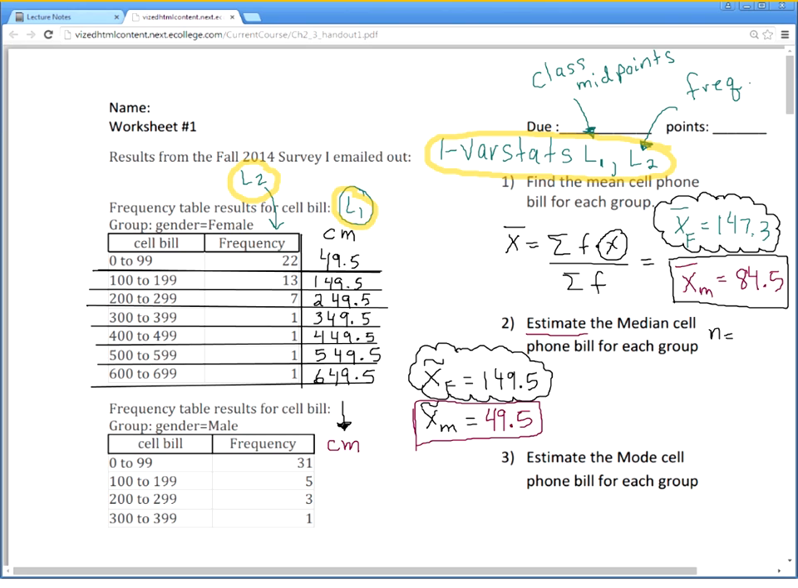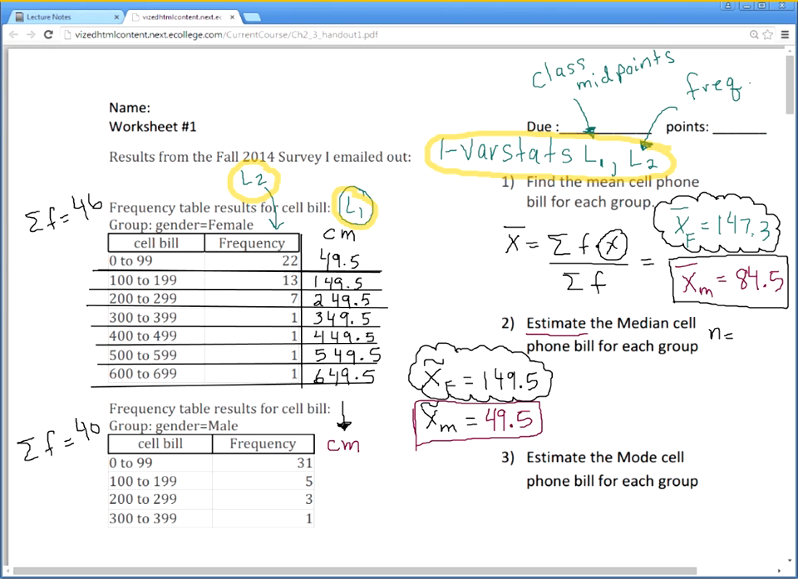We have, for females, let me go ahead and put it over here. So the sum of your frequency is what you're looking at. So for females, it looks like we get 46. And then for males, it looks like we get 40. Okay, so we have 46 and we have 40. That's our sample size.